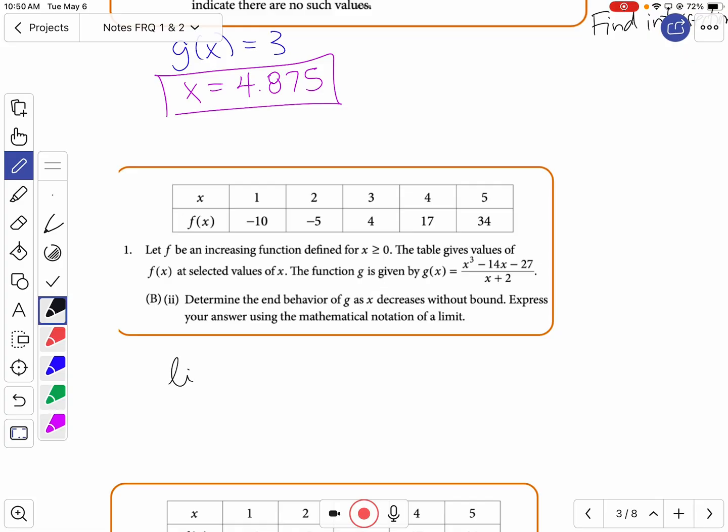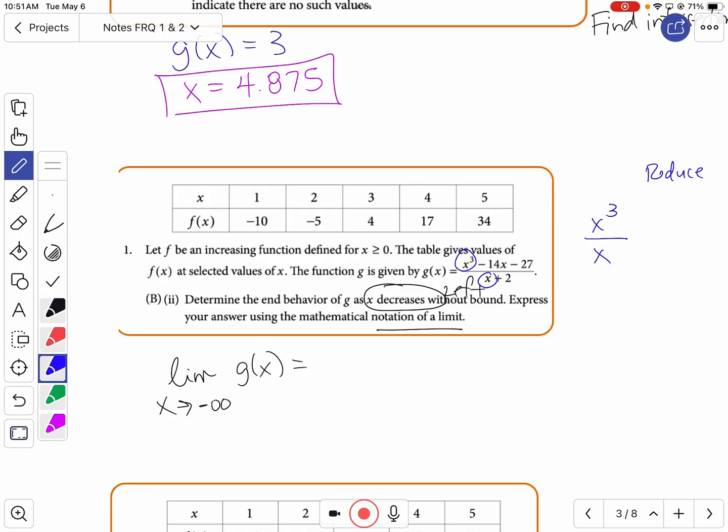All right, because they're checking, do you understand which side we're talking about? So we're talking about the limit as x approaches negative infinity of g of x. That's what we're trying to find. And notice it says use a limit, so you have to write it that way. We're going the left end behavior because x is decreasing. It means left. Now, let's think for a second about end behavior. We're going to take the highest degree term of the numerator, which is x to the third, over the highest degree term of the denominator, which is x, and we're going to reduce. When I reduce that, what does it reduce to?